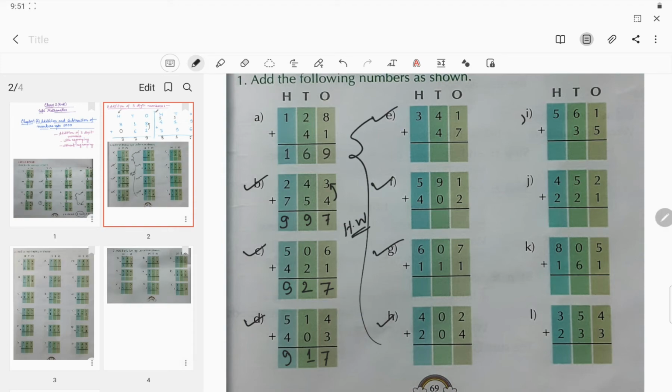Now I'm solving I number. 5 plus 1 is 6. 3 plus 6 is 9. 5 because it is here 0. 1 plus 2 is 3. 2 plus 5, 7. 4 plus 2, 6. Please do K number and L number. So this is your work. You have to do it by yourself.